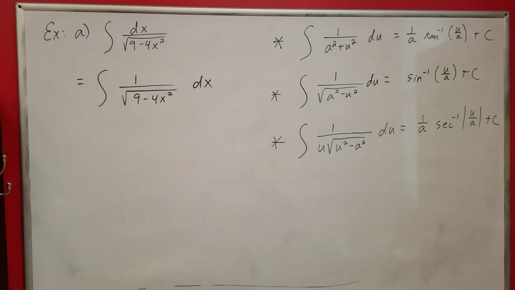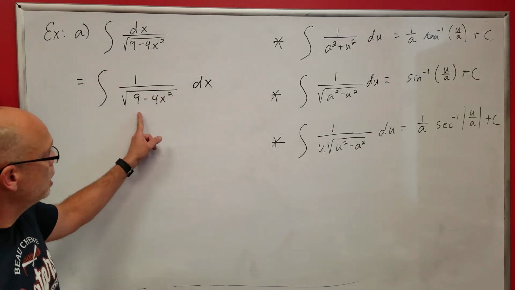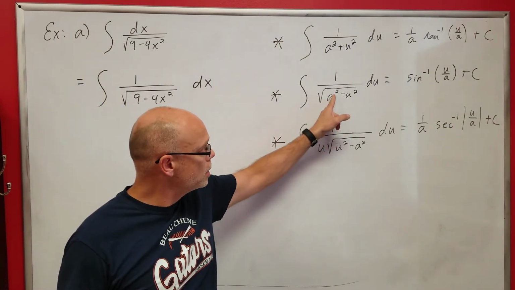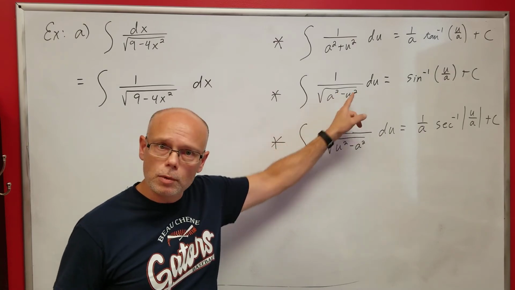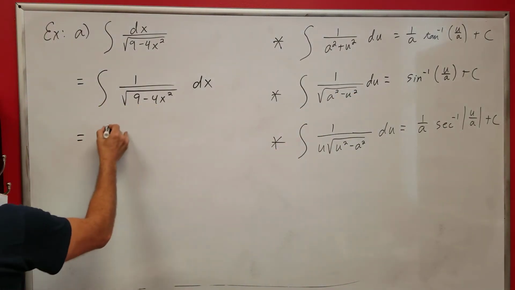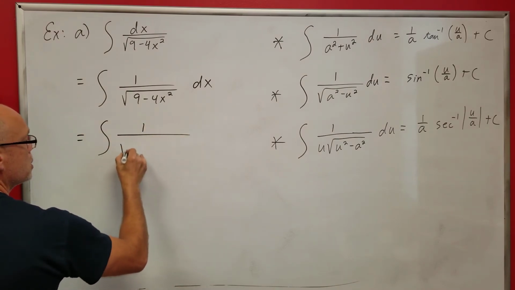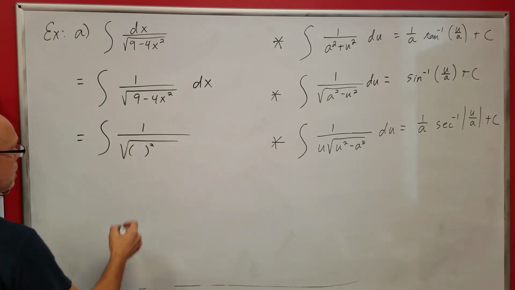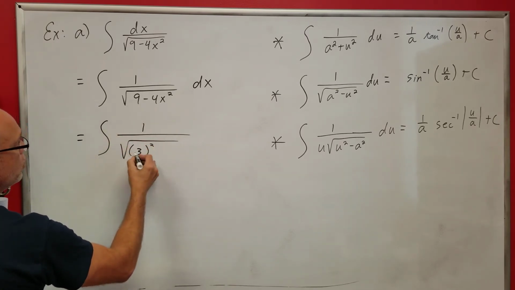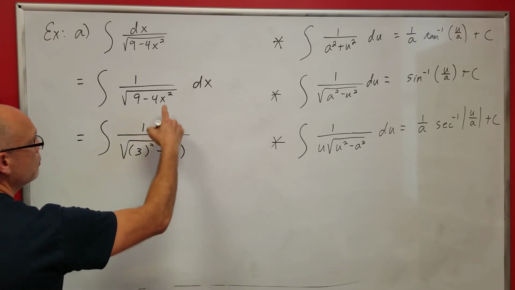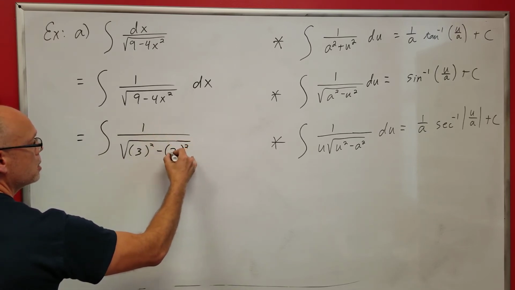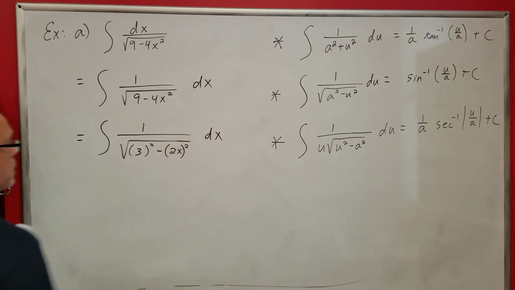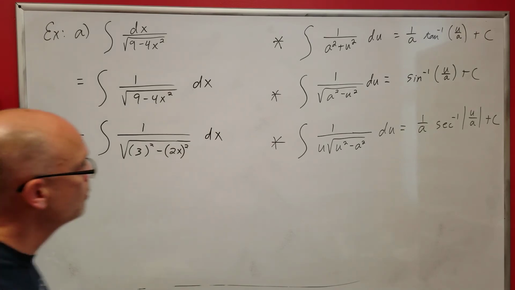This looks a lot like this form right here. Now let's make it look like this, as far as some number squared and some variable portion squared. So I'm going to do a rewrite. I'm going to say this is 1 over the square root of, instead of 9, I want something squared. What square gives me 9? 3. Minus, instead of 4x squared, I want something squared. So wouldn't that be 2x squared? dx, right?